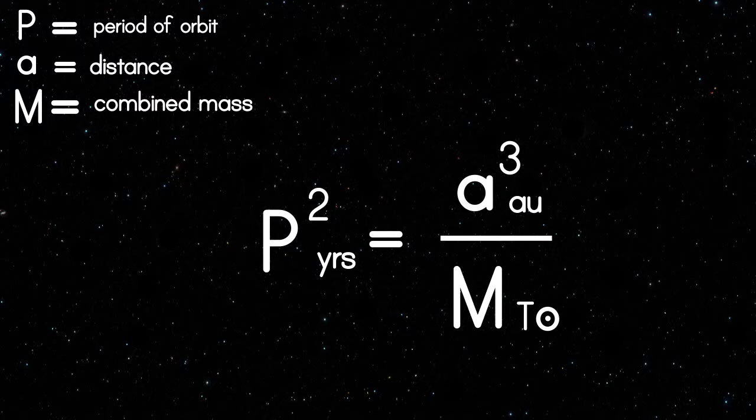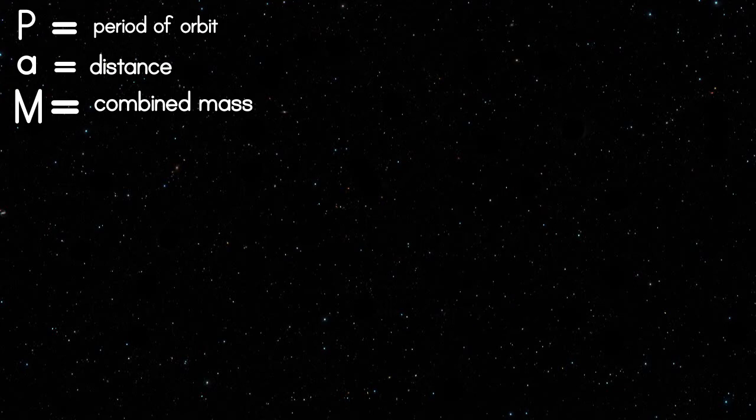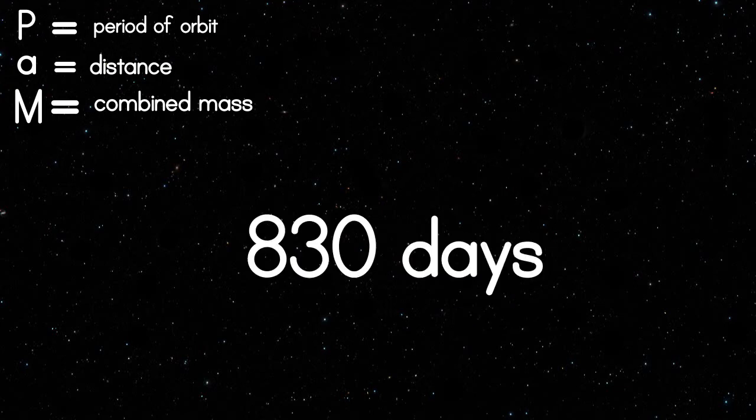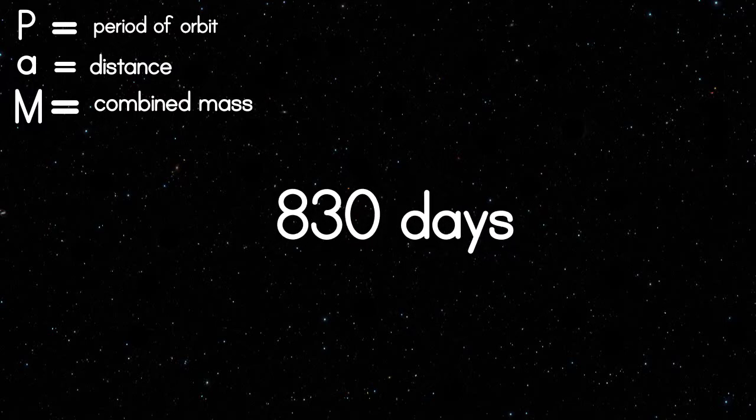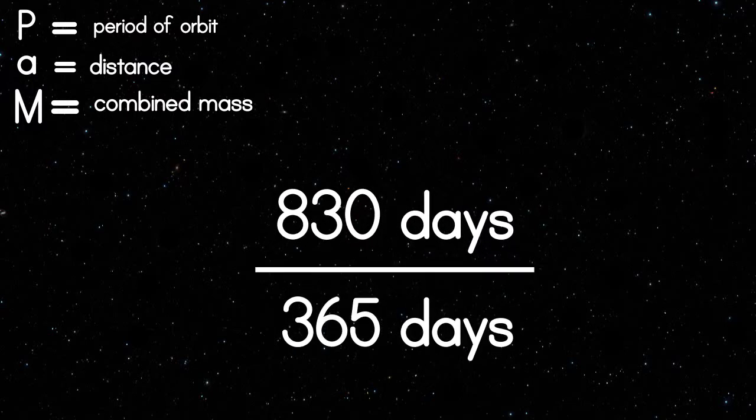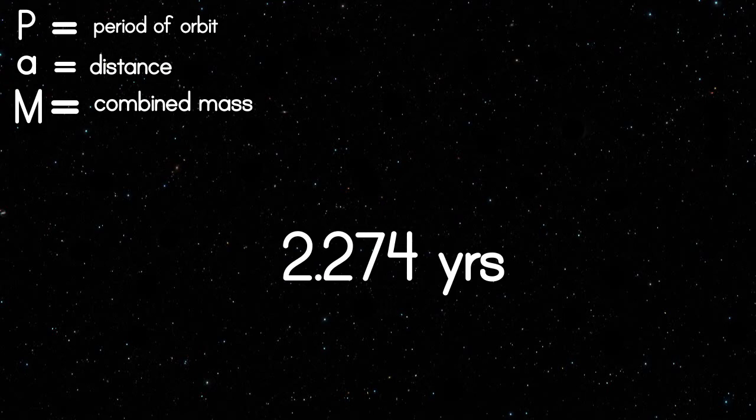First, in order for this equation to work, we need to convert the units. We were given a period of 830 days, but we need to convert it to years. Simply enough, just divide 830 by 365, or the amount of days in a year, and you'll have a new number that will work in the equation. You should have gotten something like 2.274 years.